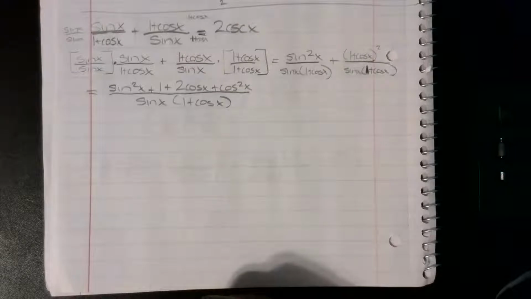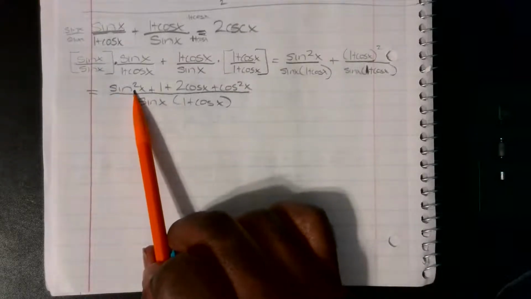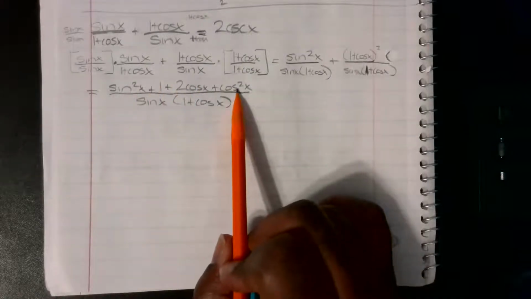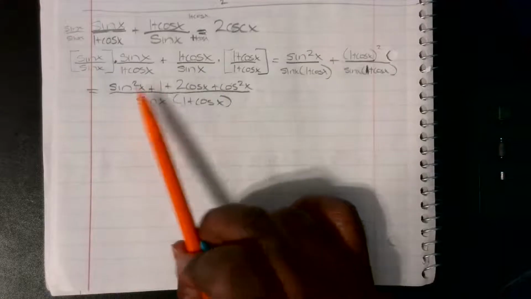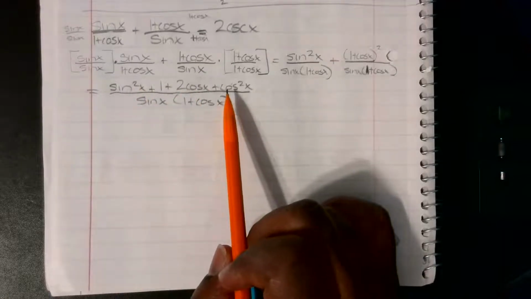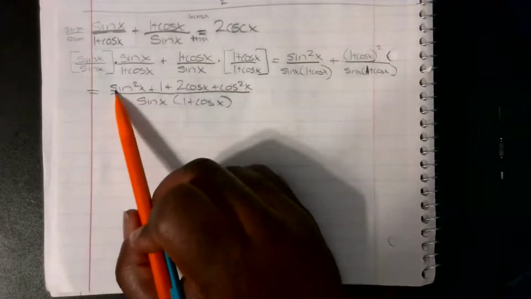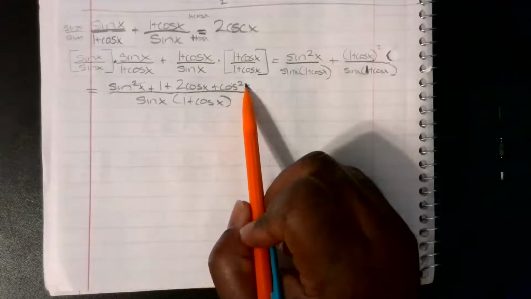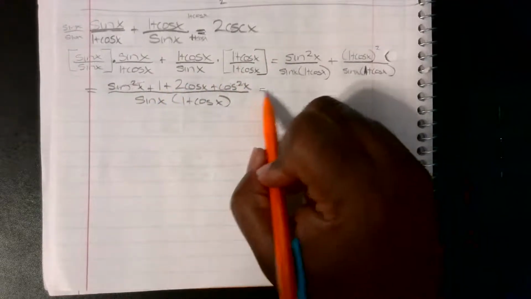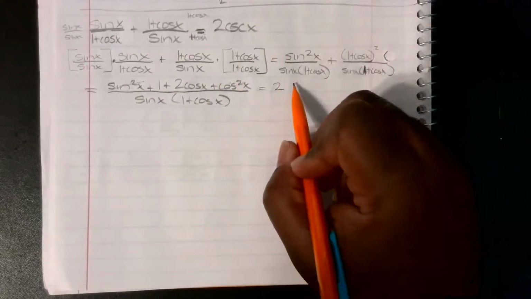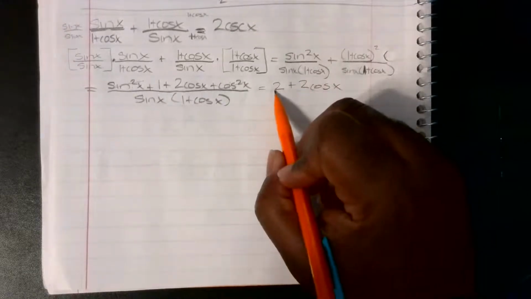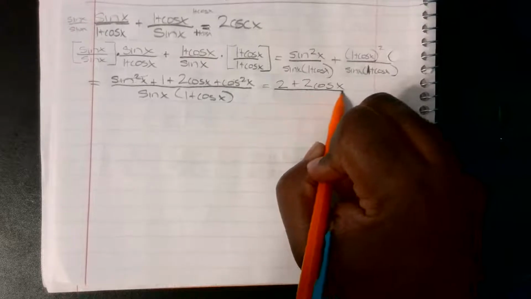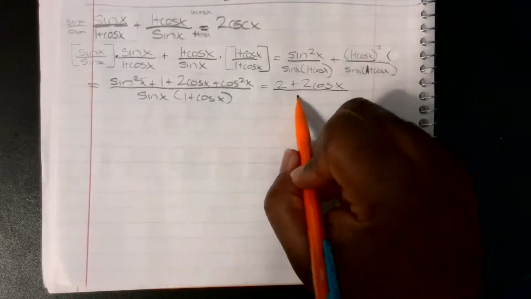So when I look at this, one of the things I notice is sine squared x, cosine squared x. Both of these are positive. If I add these together, Pythagorean identity, I get 1. That plus that is 1. 1 plus 1 is 2. So I end up with 2 plus 2 cosine x over sine of x.